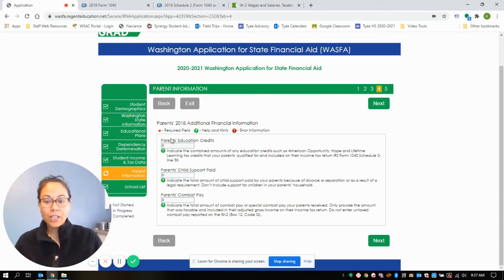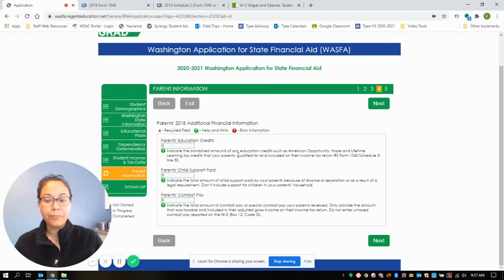So this next section is additional financial information. These are going to pre-populate as 0. And so you'll just look through, and if any of these situations apply to you, then you're going to add whatever number that is from your tax records. So in 2019, did parents have education credits? You're going to look at IRS Form 1040 and on the Schedule 3, line 50. You may not have a Schedule 3, and that's okay.